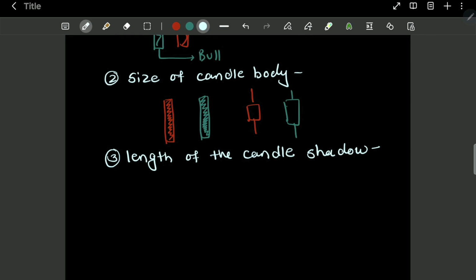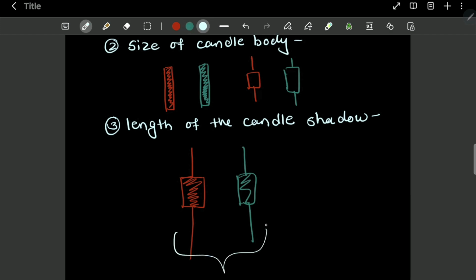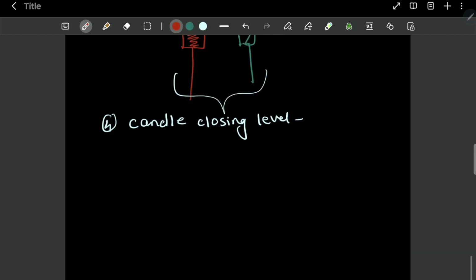Third is the length of the candle shadow. As we discussed earlier, the longer the shadow, wick or tail, it means it is not a strong body and it can retrace. Retrace as in it can reverse. So we will consider this a reversal candle. The fourth and very important point is the candle closing level. Always make sure you wait for a candle to close and only then judge it. Before any candle closes, in any time frame, we should not take the risk of judging the candle.